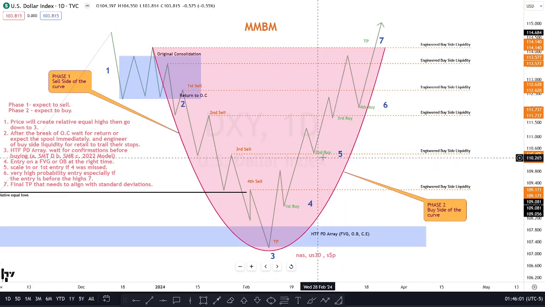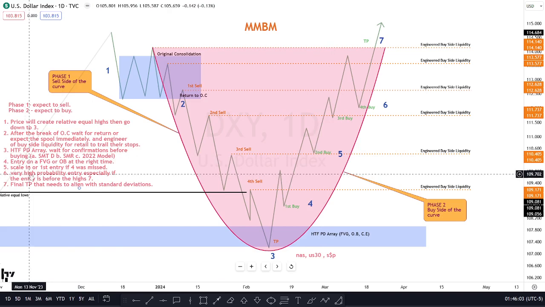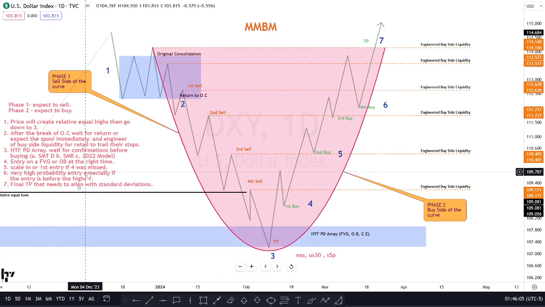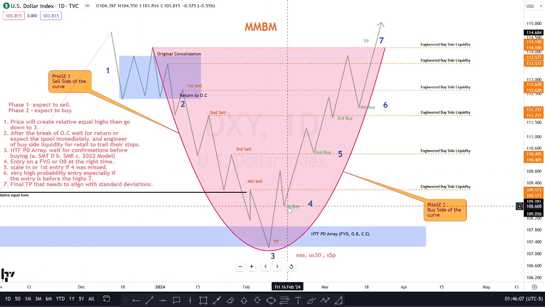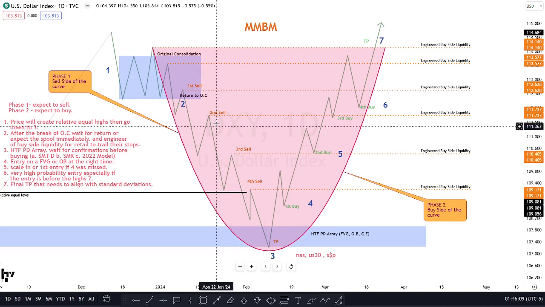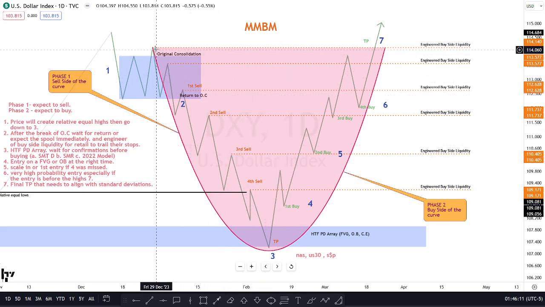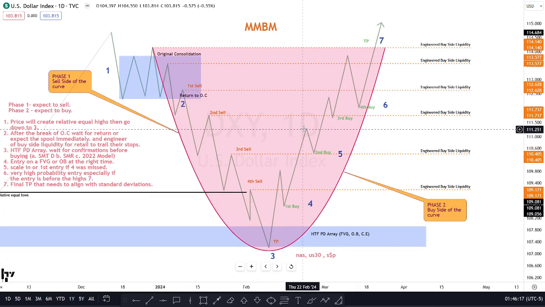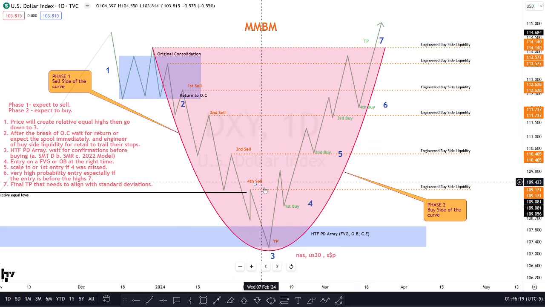That led me to explain number 5: scale in, or first entry if 4 was missed. So if you missed your entry here, do not worry. Remember these are the stop losses, and remember your original TP should be here. Your final TP should be here. So the market will move up as it breaks.